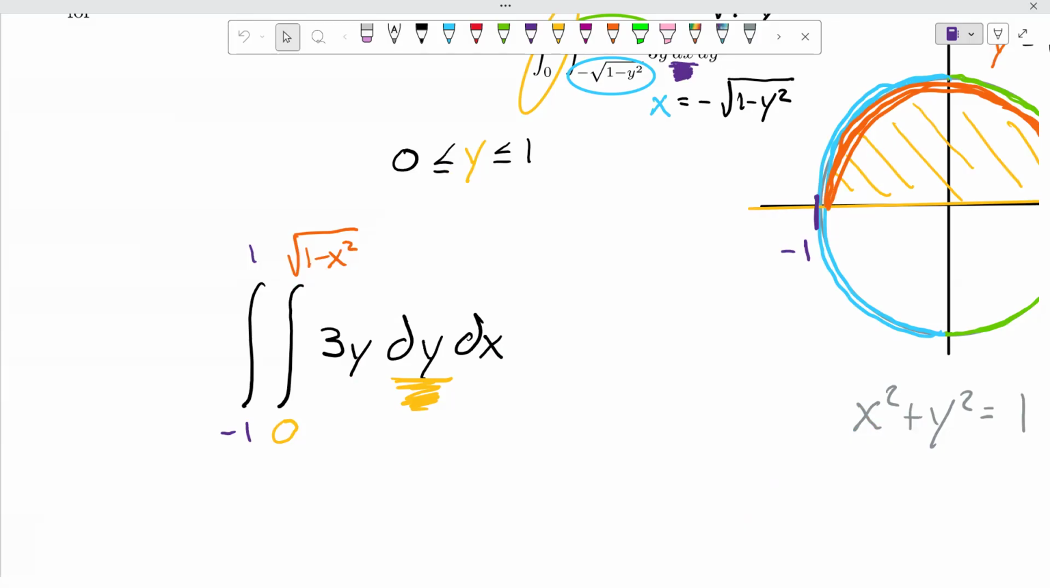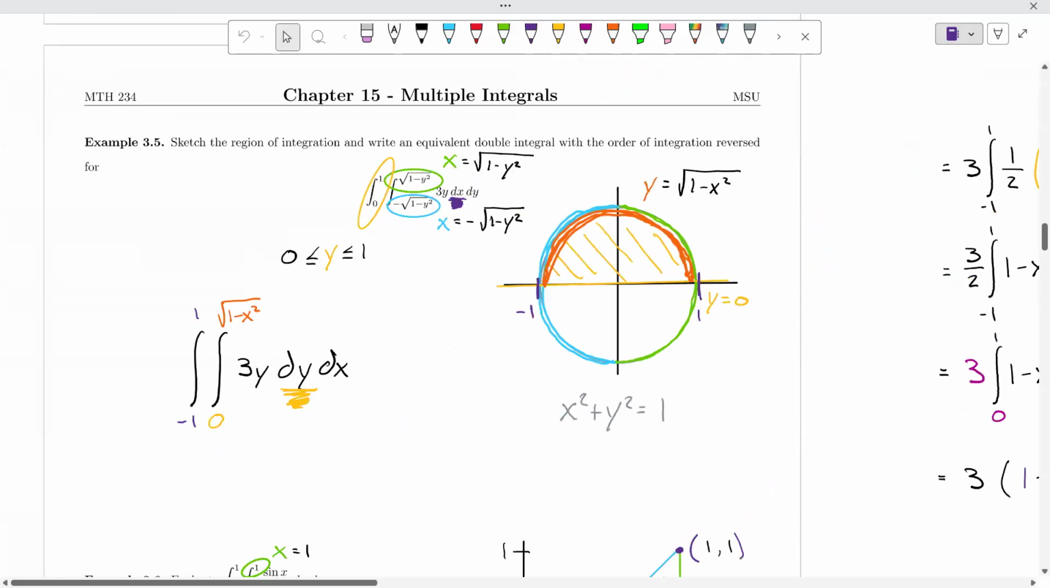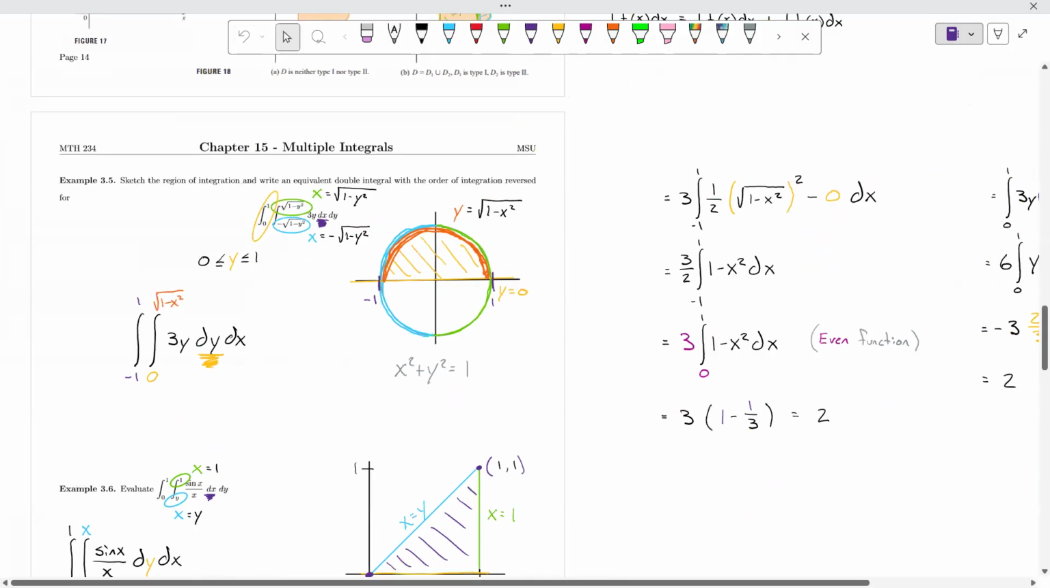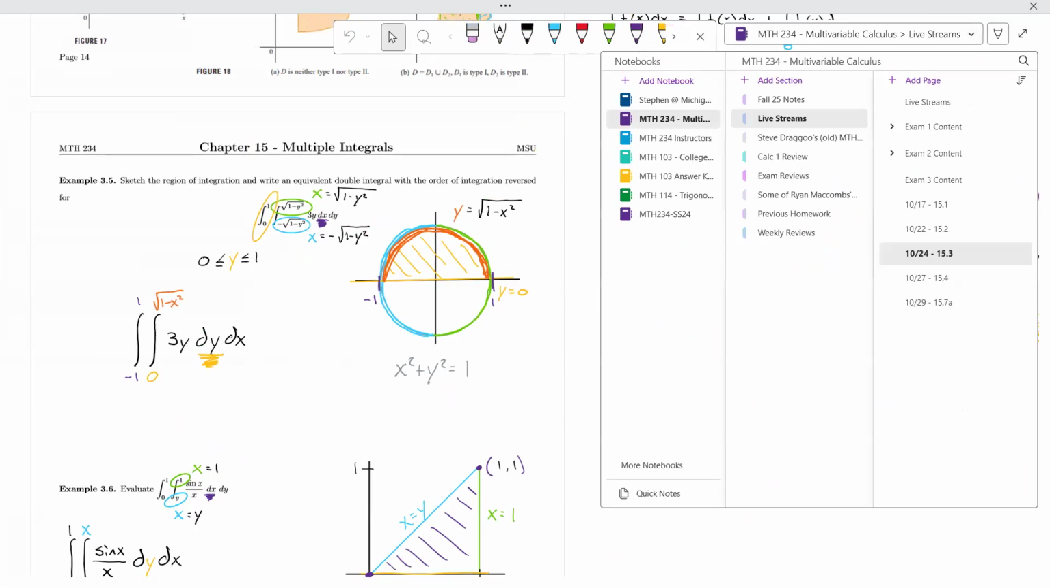If I'm doing dy first this time, my function can depend on x, because I can still have an x by the time I'm done integrating y, because then I'll take care of that x when I get to the second integral in my iteration. And then over here on the right in the margins, we could find all the work to do there, but we're not really focusing on that today.